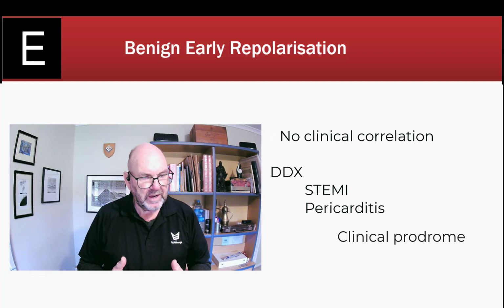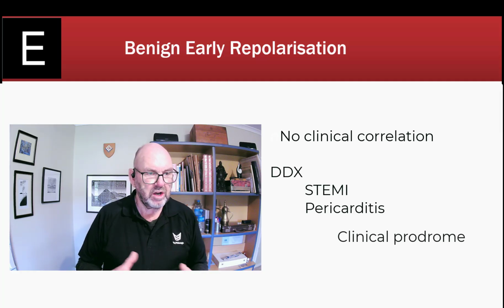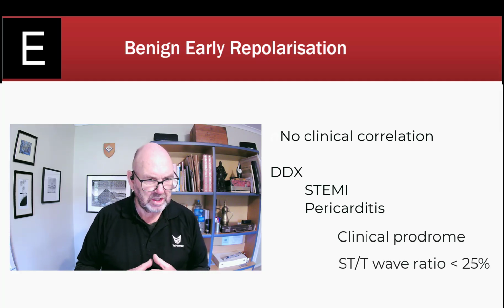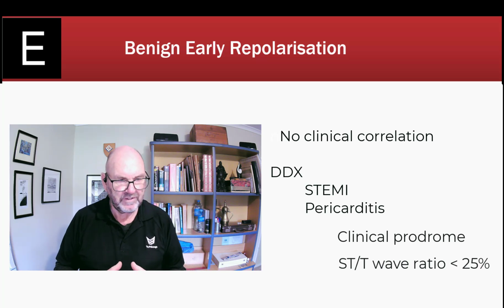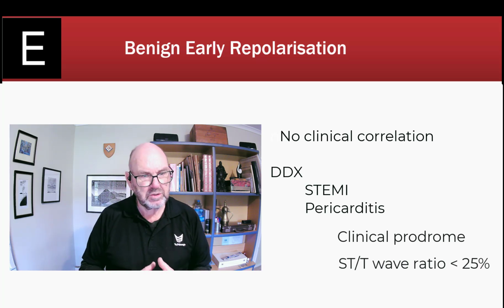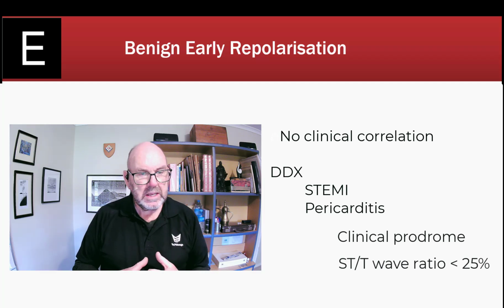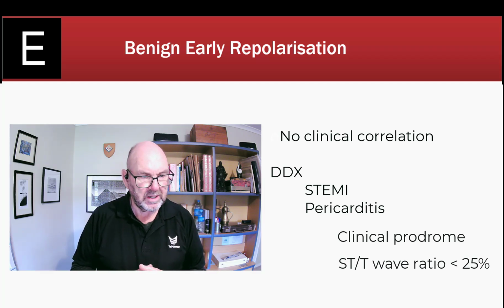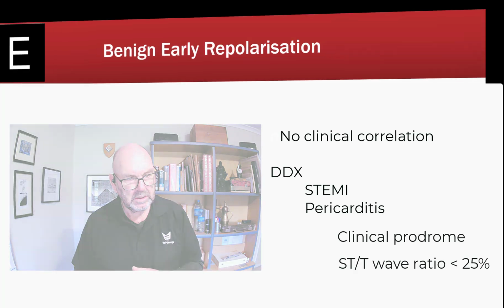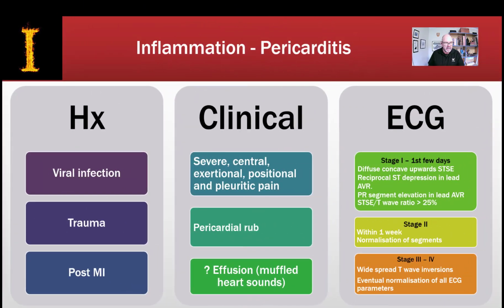The second distinguishing factor is going to be the ratio of the ST segment elevation to the T wave in V6. If this is less than 25%, it favours benign early repolarization over pericarditis. So let's go on to look at pericarditis.